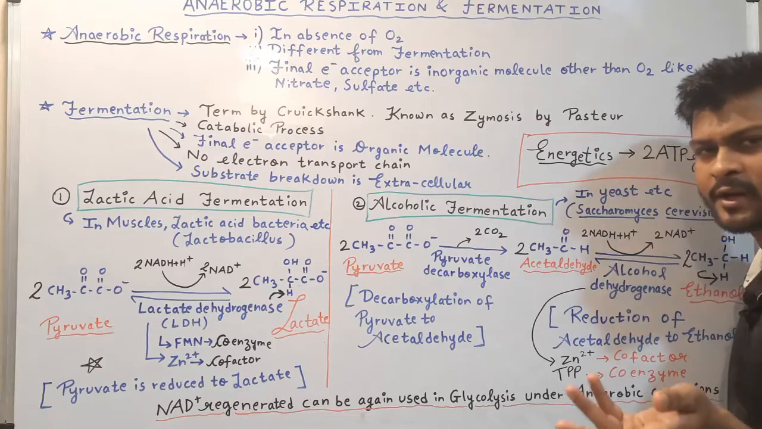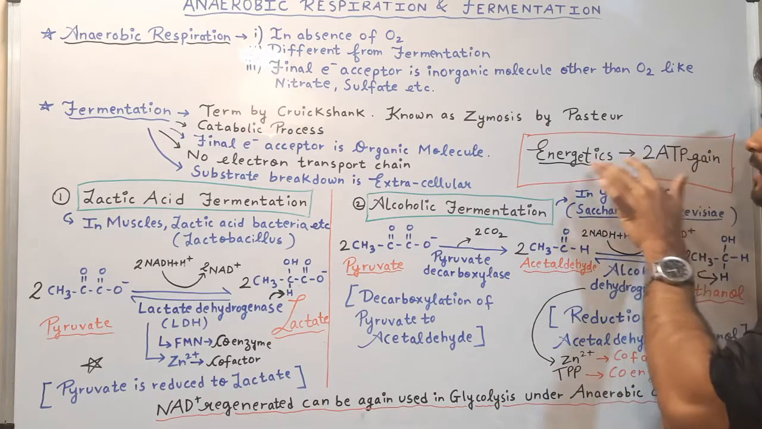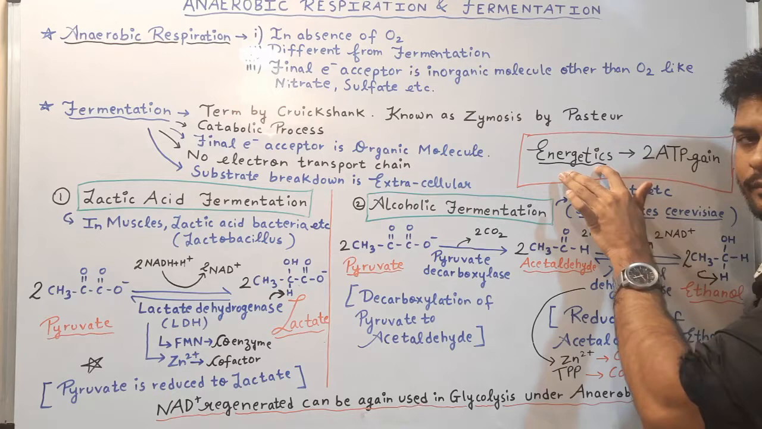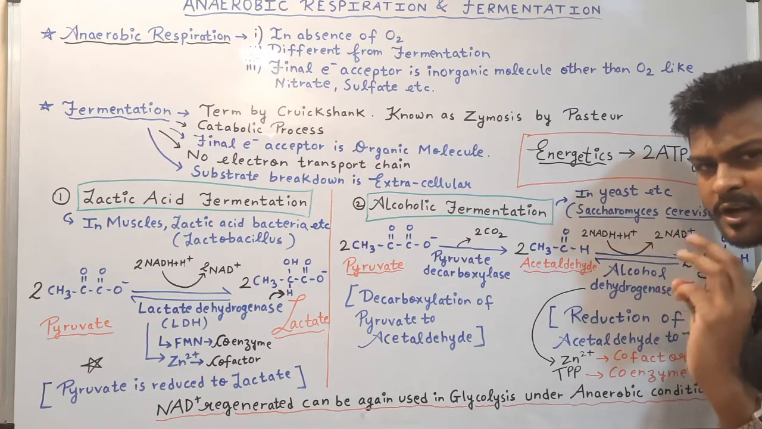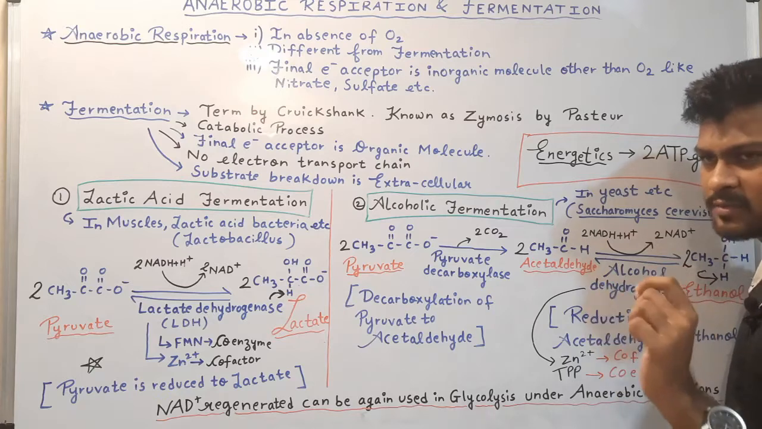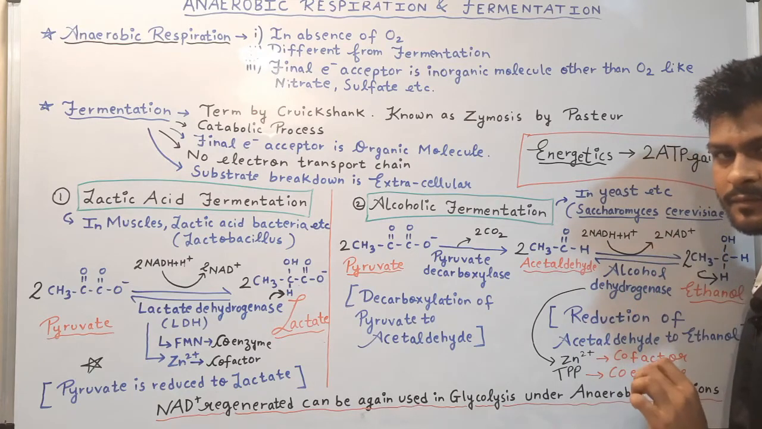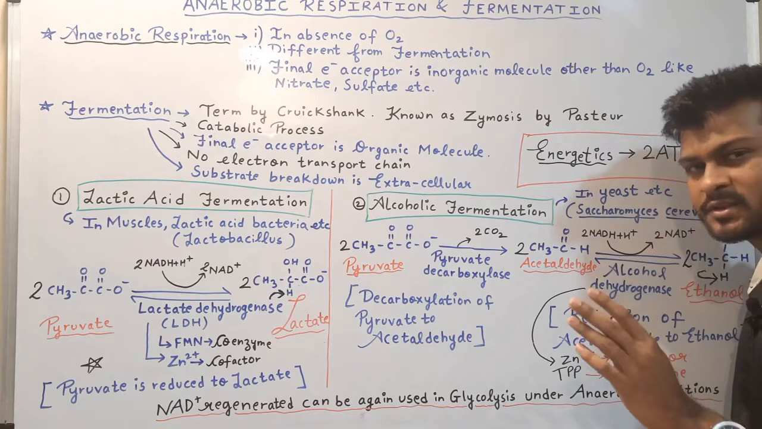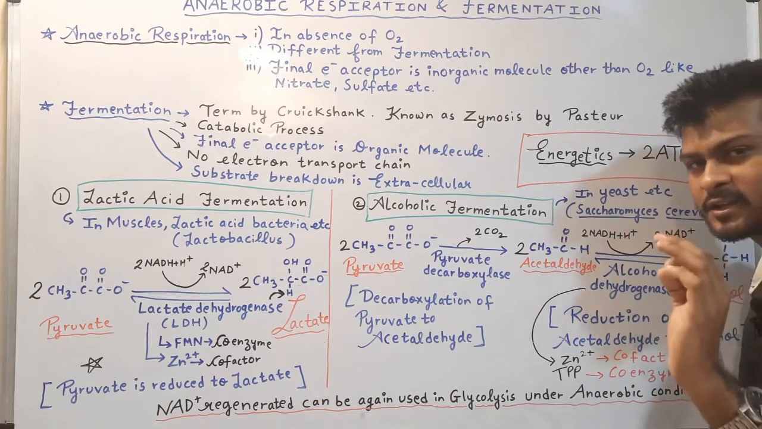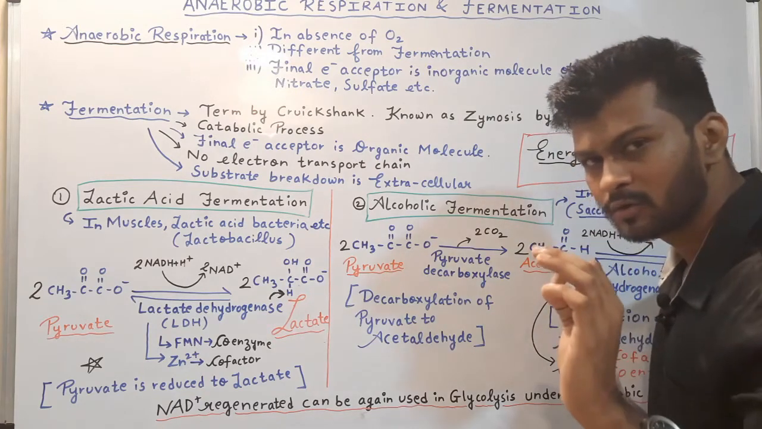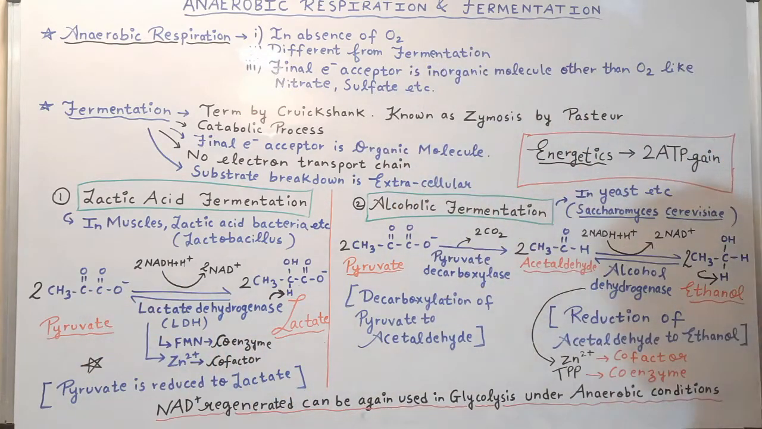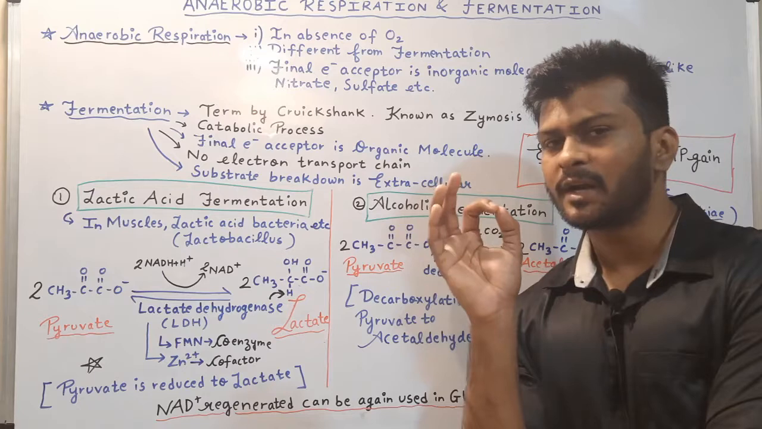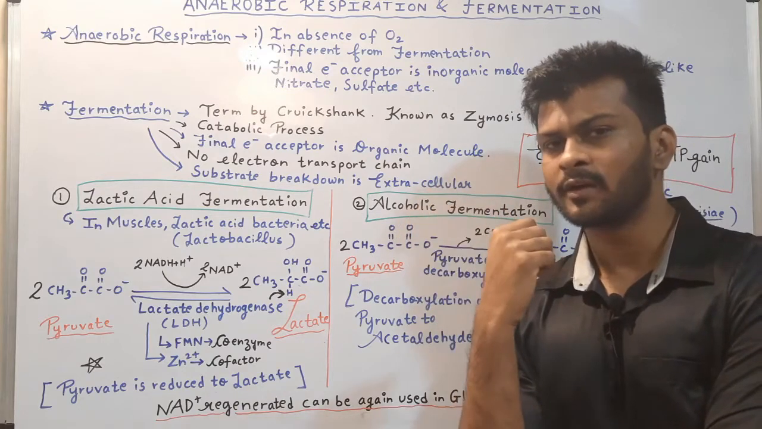So we will not calculate it for energetics, okay, because we know that 1 molecule of NADH plus H plus will give us 3 ATPs, so 2 NADH plus H plus molecules will give us 6 ATPs. But in glycolysis, the 2 NADH plus H plus molecules which are produced will be used over here, okay. So the remaining ATPs will be only 2 ATPs.